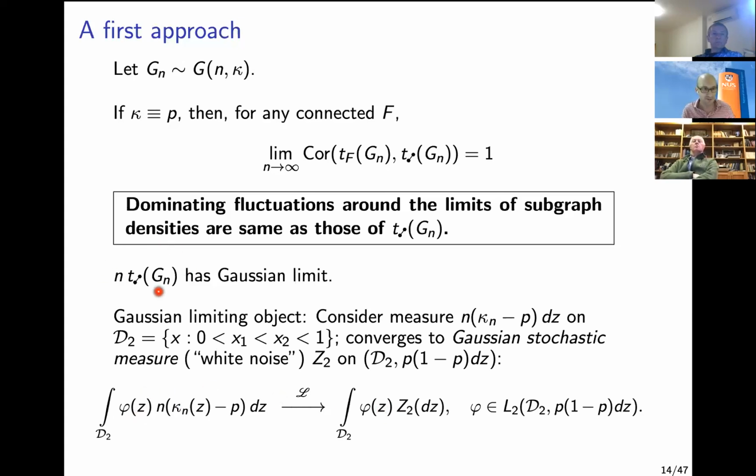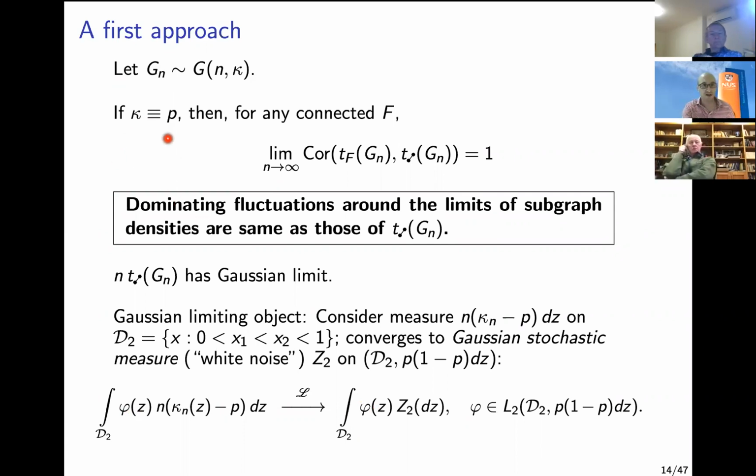This specific result here is just, if you plug in phi equals 1, then this is just the sum of the edges, converging to the integral across the whole white noise field. So that's the case for kappa constant.